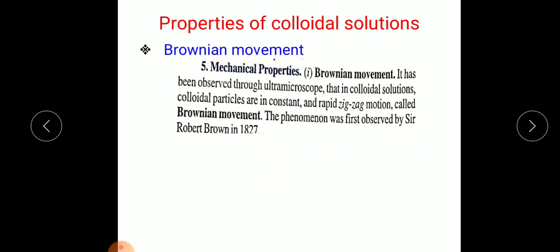Brownian movement means the rapid motions of colloidal particles in a zigzag way. We call it Brownian movement. It has been observed through an ultramicroscope that in colloidal solutions, colloidal particles are in constant and rapid zigzag motion, called Brownian movement. The phenomenon was first observed by Sir Robert Brown in 1827.